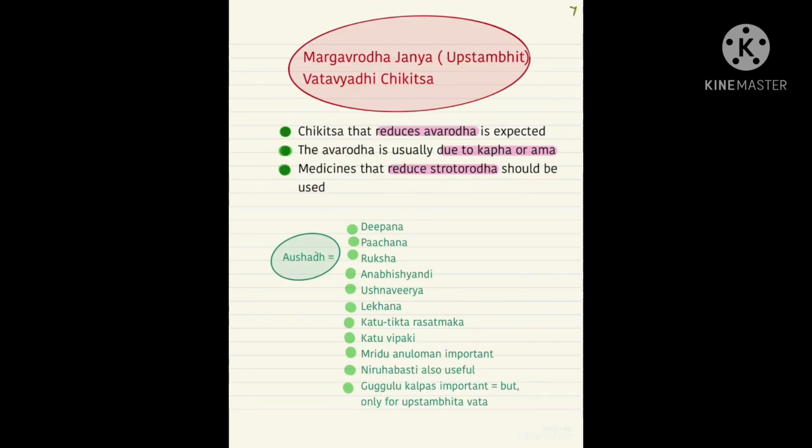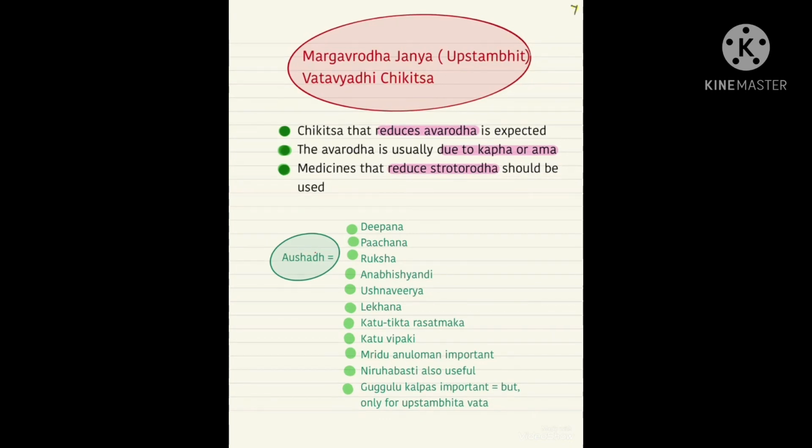Alright, so now let's see what is the chikitsa for Margavrodhajanya or Upastambhit VATAVYADHI. So there is an avrodh, right? Whatever the chikitsa is to be done, it should be reducing the avrodha. The avrodh is caused mainly, as we have seen, due to kapha or ama. So the medicines that reduce rodh should be used. The ones that will clear this kapha or ama have to be used.